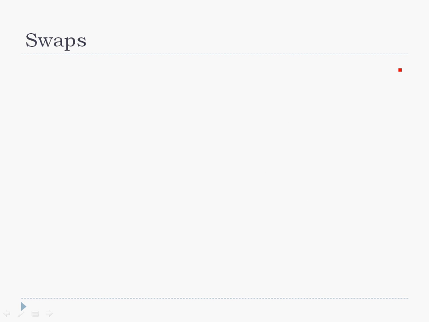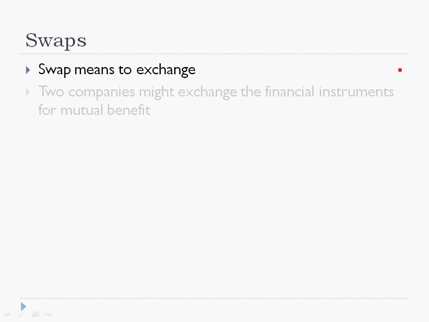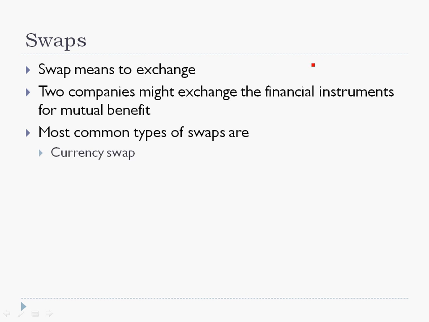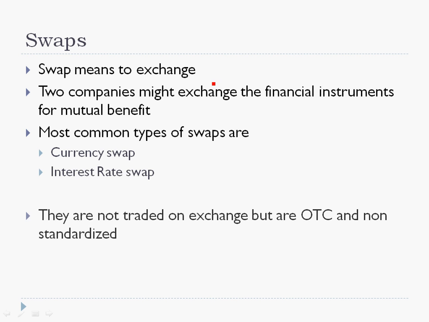The last instrument which we would do, and which is the recent instrument, which has been introduced quite late, is swap. Swap means to exchange. So what can we exchange? We can exchange various financial instruments for mutual benefits. So most common types of swaps are currency swap, then there could be interest rate swap. So these are the most common swaps.